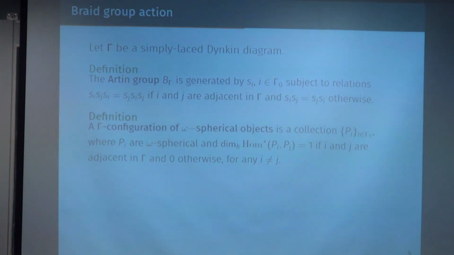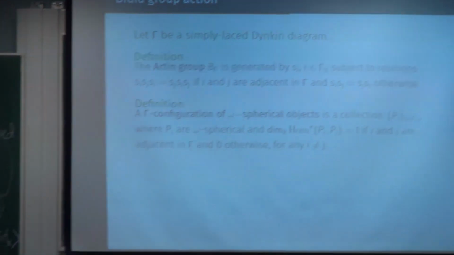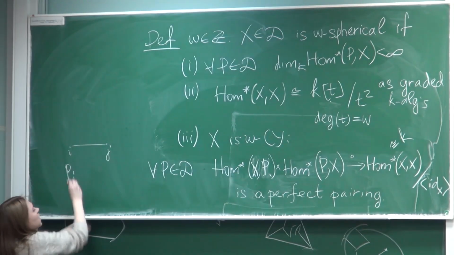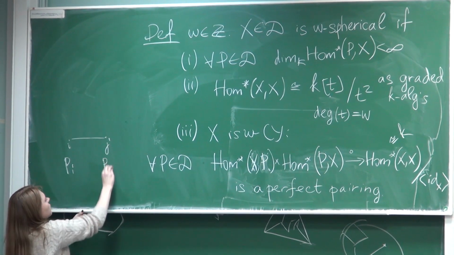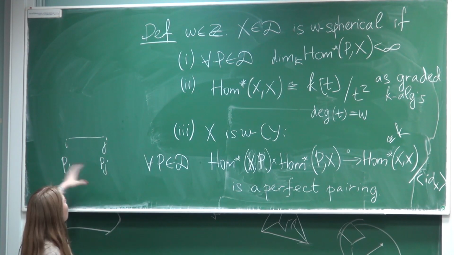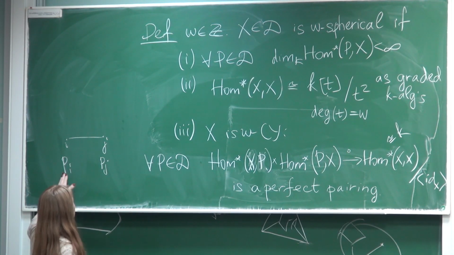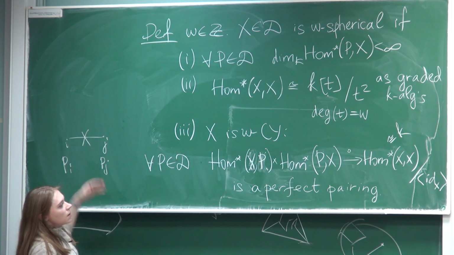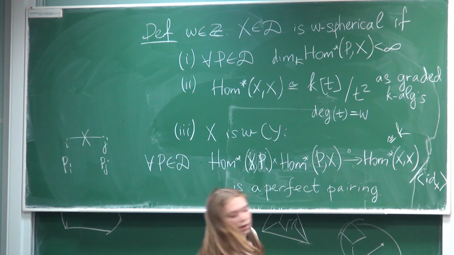Then a gamma-configuration of omega-spherical objects is a collection of omega-spherical objects enumerated by vertices of gamma with the following condition on Hom spaces between them. So if we have two adjacent vertices i and j, then Hom spaces between the corresponding objects in this collection P_i and P_j are one-dimensional from here to here and from here to here. And if there is no edge, then all Homs are 0.